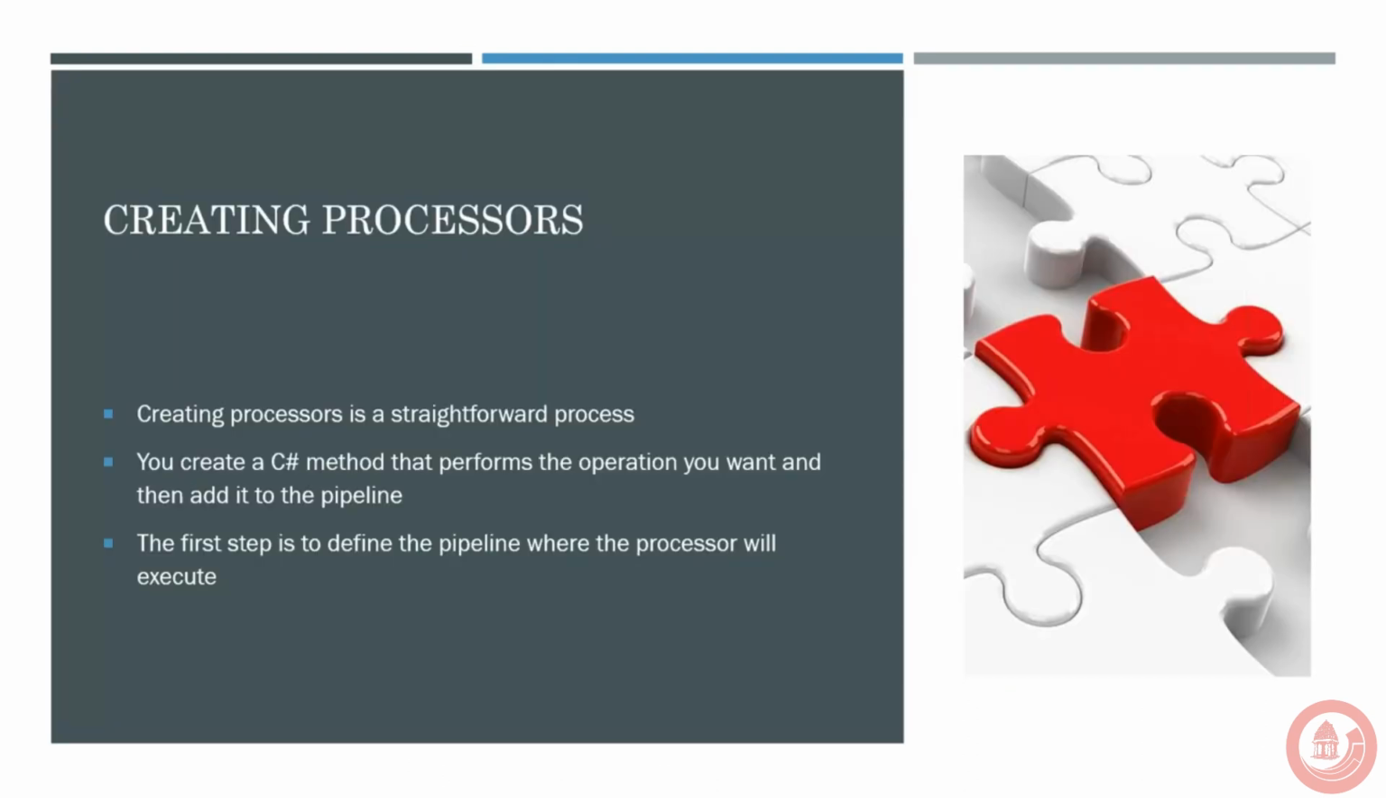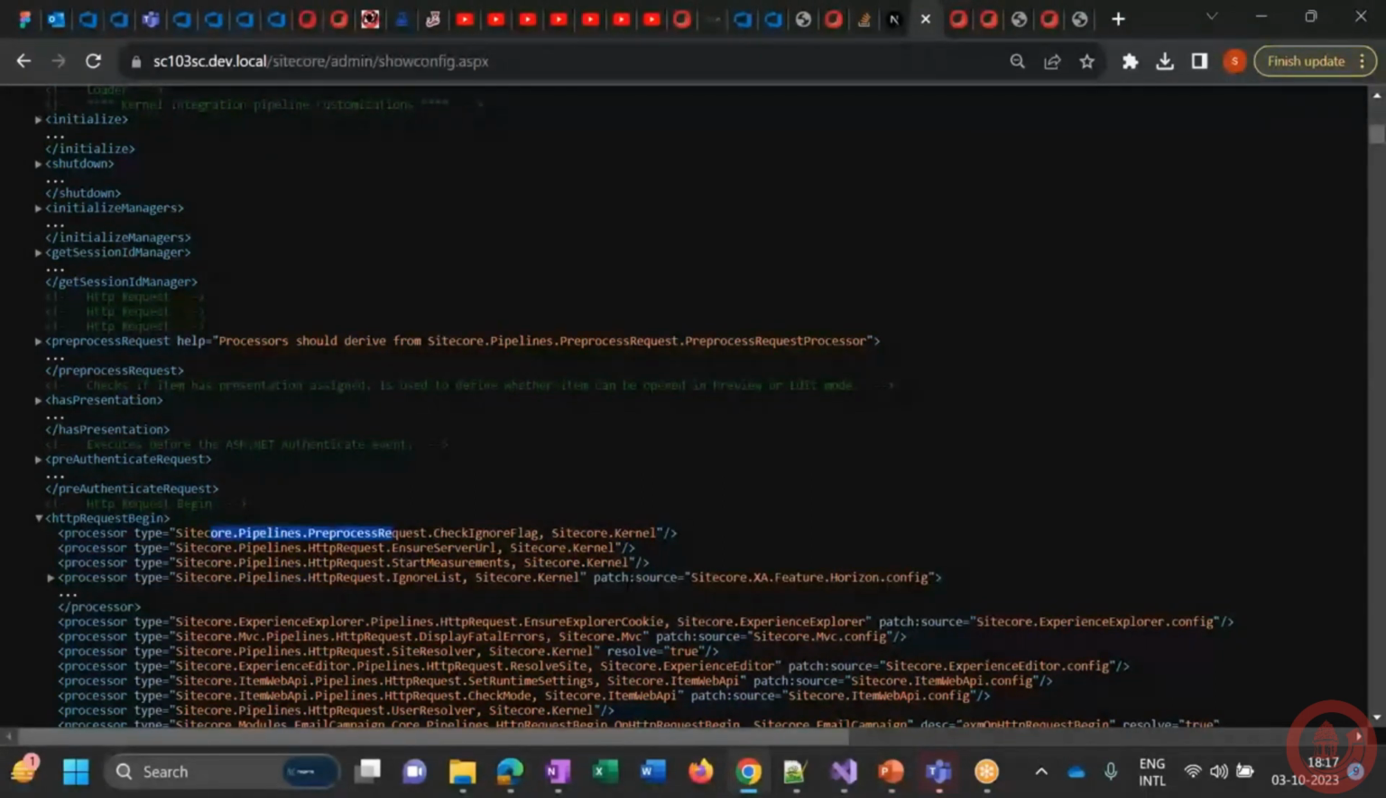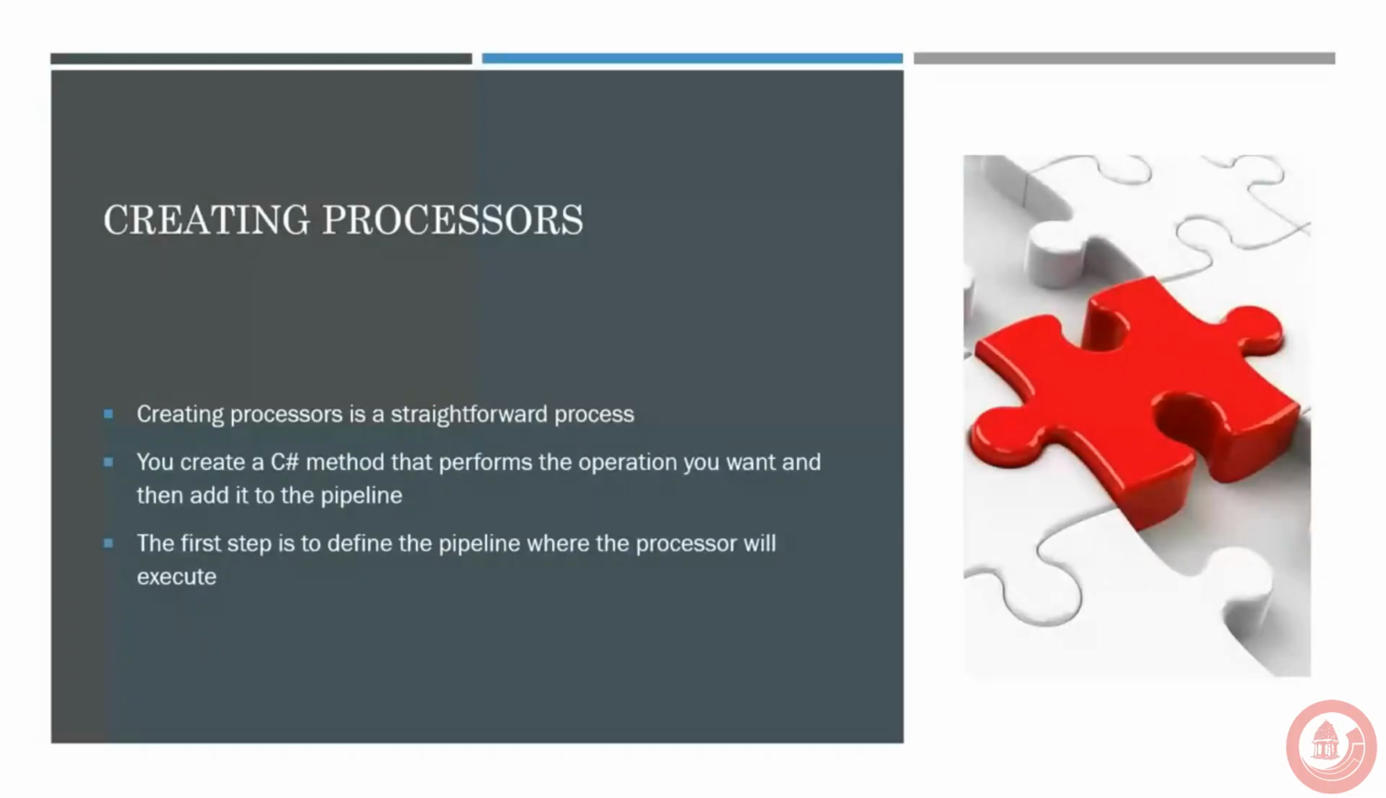Now, as I said, within Sitecore the pipelines are nothing but processors. You can see here, all these are nothing but processors. How to create a processor? As I said, you just have to create one class. For example, they have created one class called check ignore flag, and inside it, they have written one method called process. Whenever you implement it, you are creating a processor, and you have to add it into the configuration file.